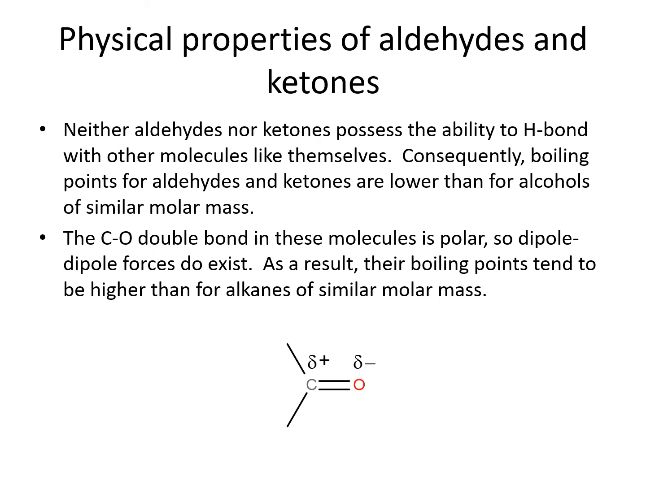Neither aldehydes nor ketones possess the ability to hydrogen bond with other molecules like themselves. Consequently, boiling points for aldehydes and ketones are lower than for alcohols, because alcohols do have the hydrogen bonding possibility. The CO double bond makes things polar. Again, we have that dipole pointing that way. So you get some polar things, which should affect your solubility and how things boil.